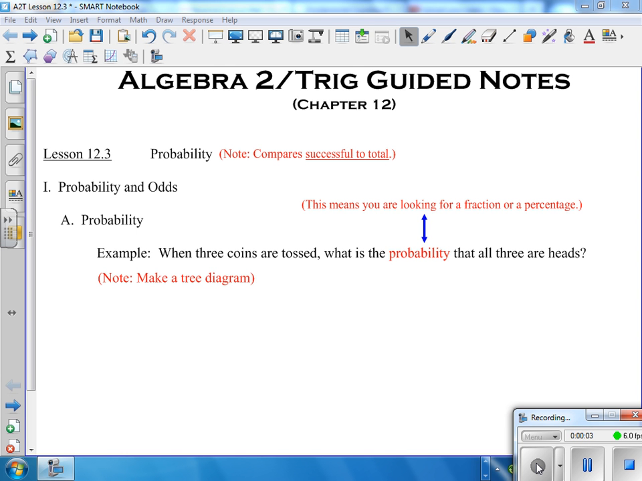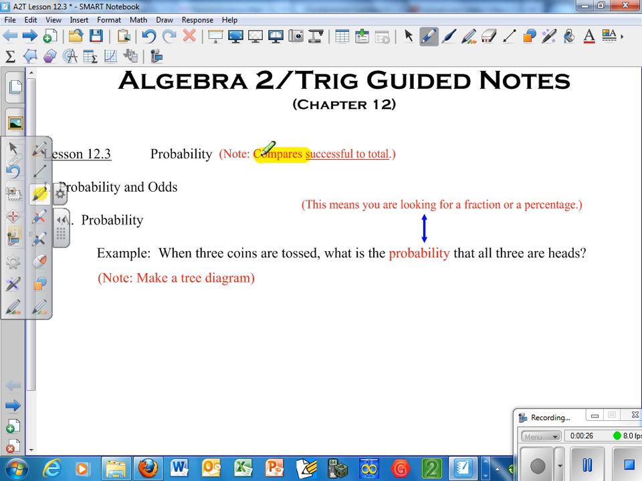Lesson 12.3, we're going to look at probability, and then we're also going to look at odds and how probability and odds are related. Let's look at this first example. One thing you want to keep in mind, when we talk about odds, I'll talk about the difference between the two. But probability always compares. So probability is always successes over total. And we'll talk about how it is different when we get to odds.